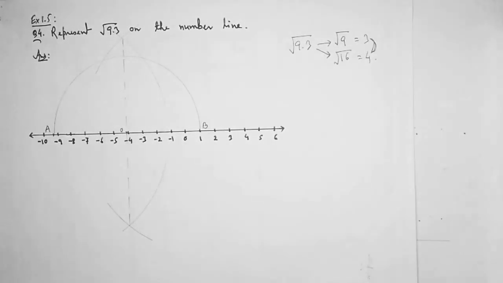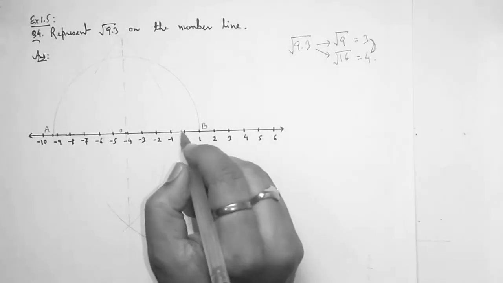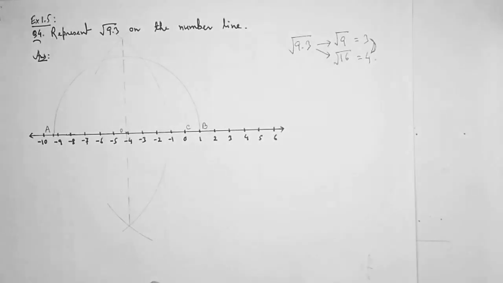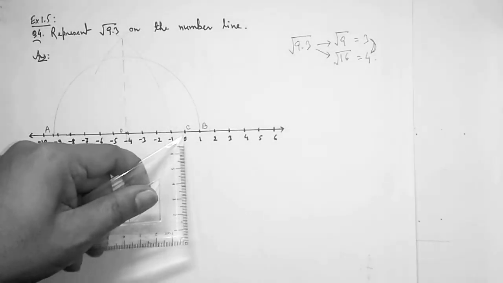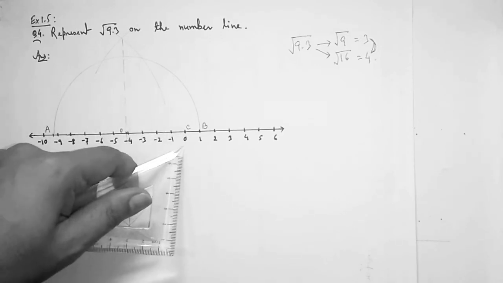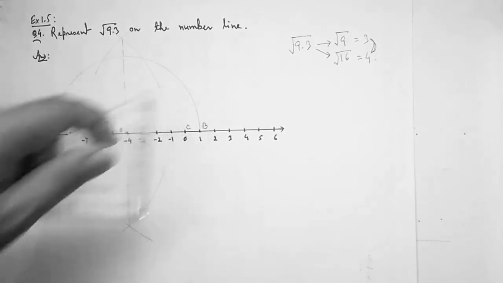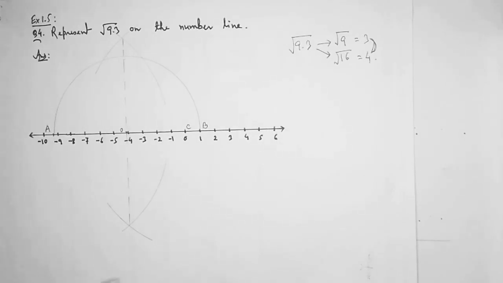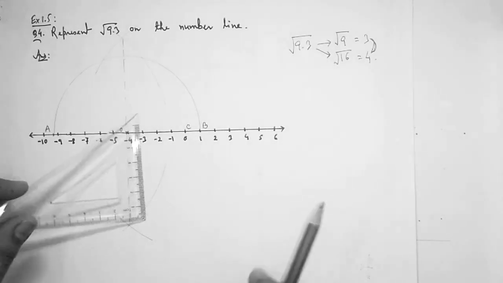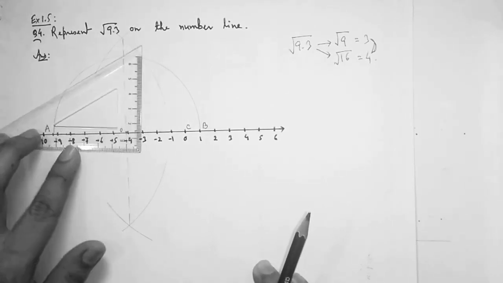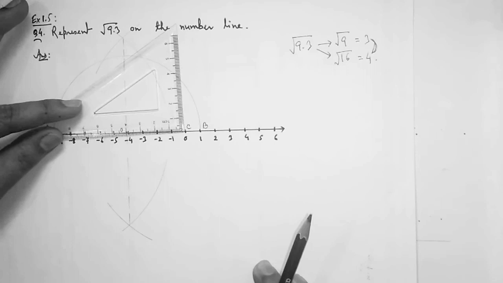The next step is, on the number line at O, we need to now draw a perpendicular. That perpendicular must intersect this semicircle. Let me mark this point O as C. Now we have to draw a perpendicular at C, and that perpendicular should intersect the semicircle. To draw the perpendicular, let us take the set square itself. Taking a set square will be much easier for us. Like this you see, so this point is C.